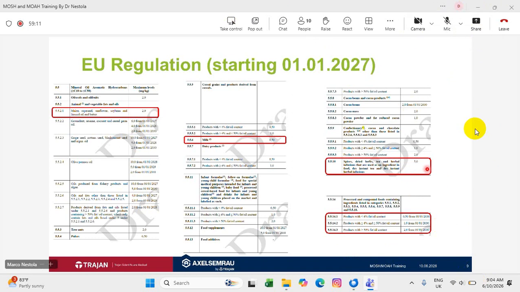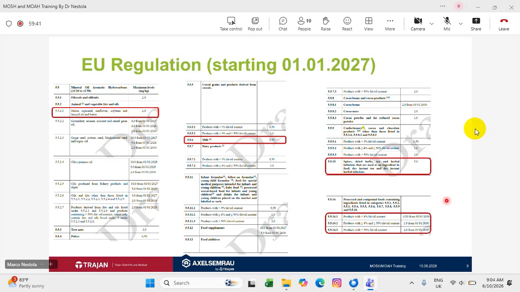And finally, I will just talk a little bit more about spices in a minute. But when we talk about composed and processed food, this will only start in 2030. So for everything which is processed food, so composed of several ingredients, like soups, and I think also instant noodles will be in the same category. This needs to be taken care of only in 2030.